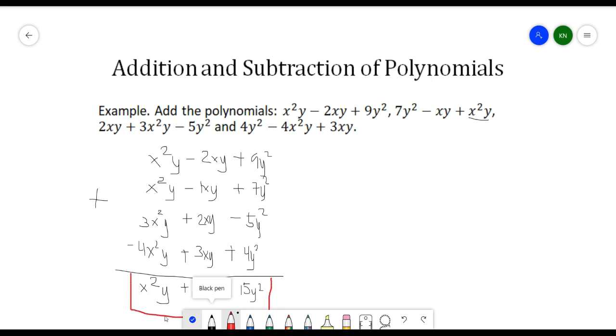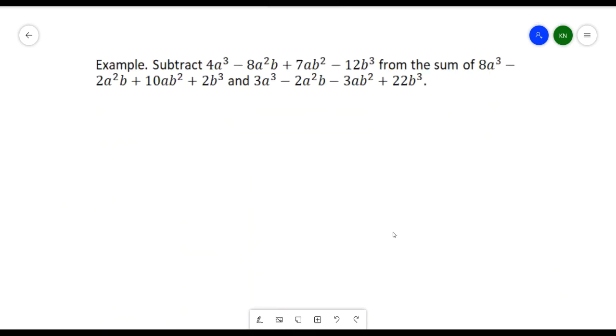So our final answer is equivalent to x squared y plus 2xy plus 15y squared. So that is how we perform addition, or how we add polynomials. Now let's move on to subtraction of polynomials. So in this case, we have here an example.